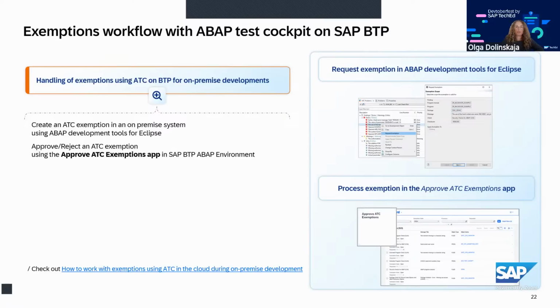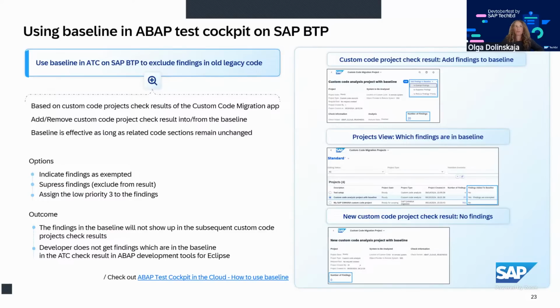As I already said, the baseline is supported. You can execute the customer analysis using the Analyze Custom Code app or the Custom Code Migration app. It's the same, and you create the baseline for the findings, where different options are available. As in on-premise ATC, you can indicate the findings as exempted, or suppress the findings as low priority, and so on. And then after you have taken over the findings to the baseline, they are there and will not appear in the new ATC run.